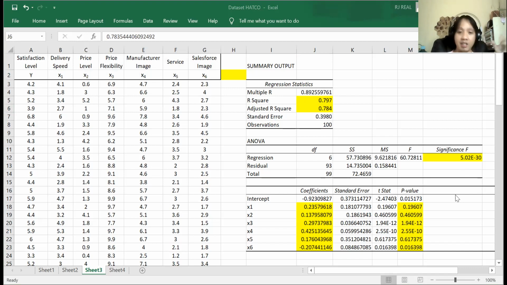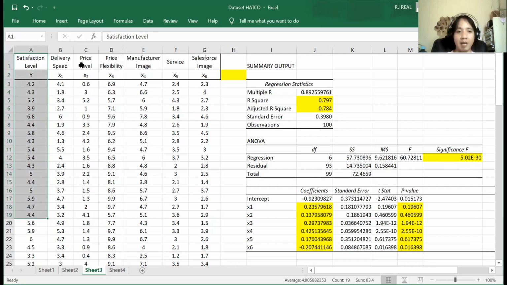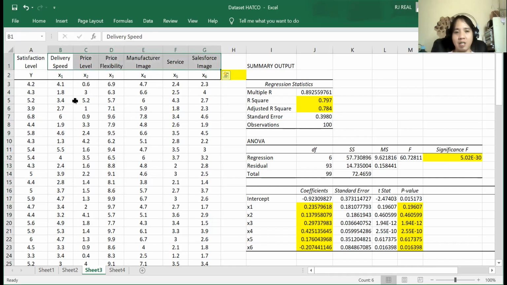Root mean square estimates or error, rather error. So, based dito sa result na to, it implies that 78.4% of the variability of the dependent variable can be explained by the set of independent variables. Again, it implies that 78.4% of the variability of your satisfaction level can be explained by this set of independent variables or this set of predictors. Alright? So ito pa lang, makakapag-explain siya ng satisfaction level at 78.4%.